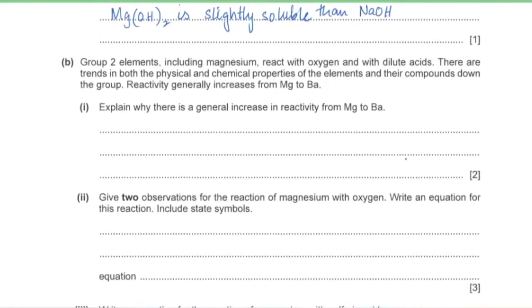Part B, group 2 elements including magnesium react with oxygen and with dilute acids. There are trends in both the physical and chemical properties of the elements and their compounds down the group. Reactivity generally increases from magnesium to barium. Explain why there is a general increase in reactivity from magnesium to barium.